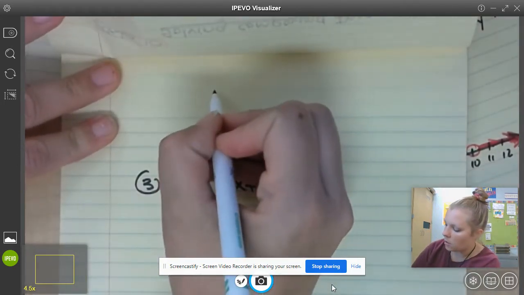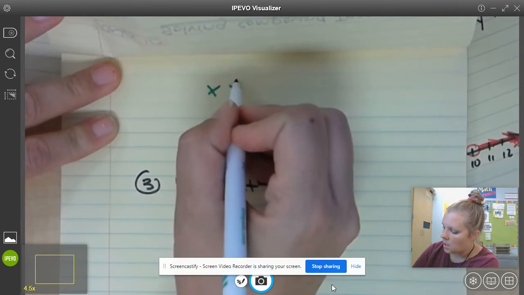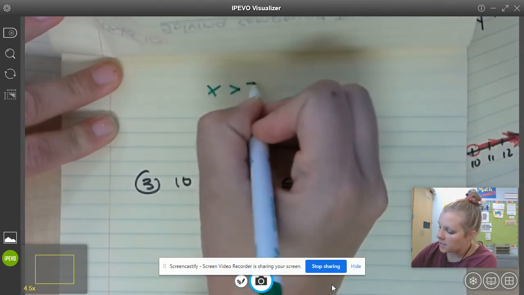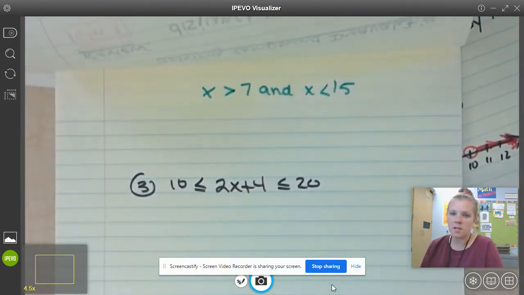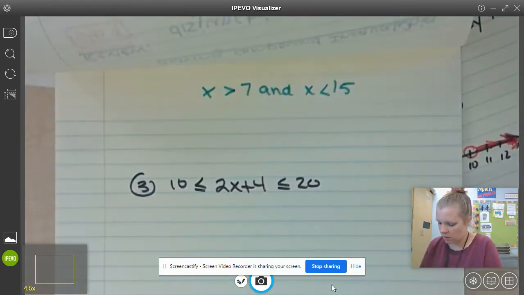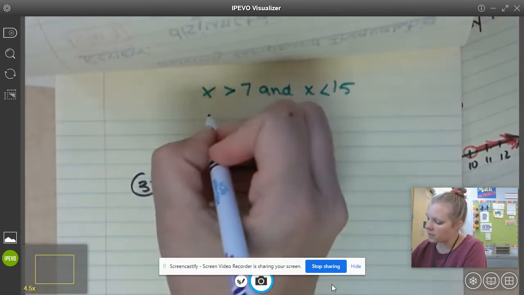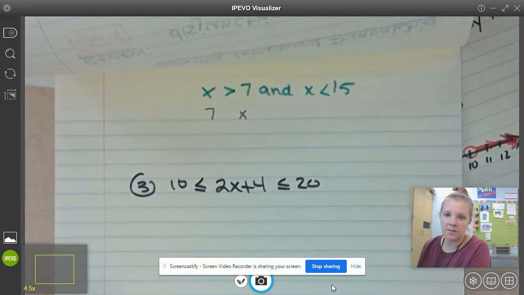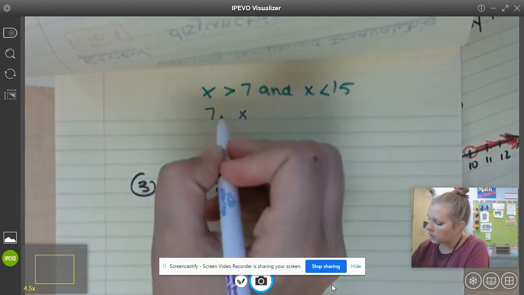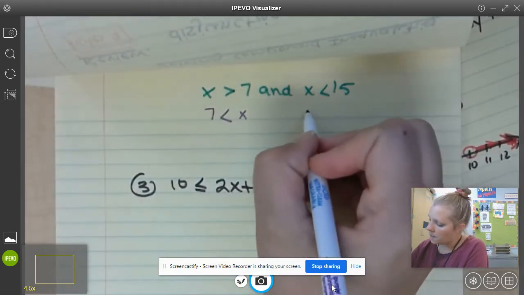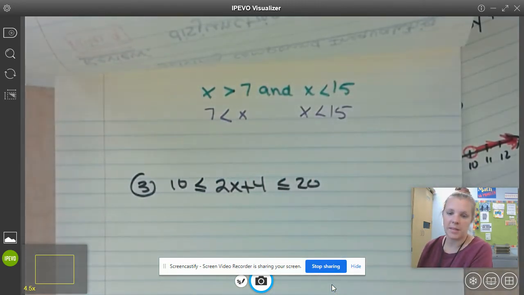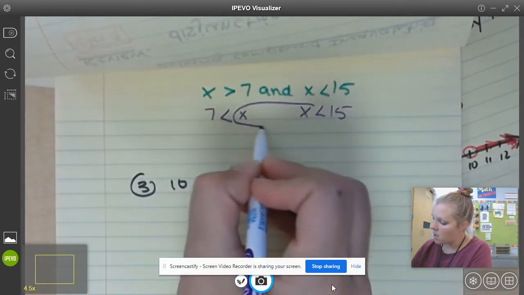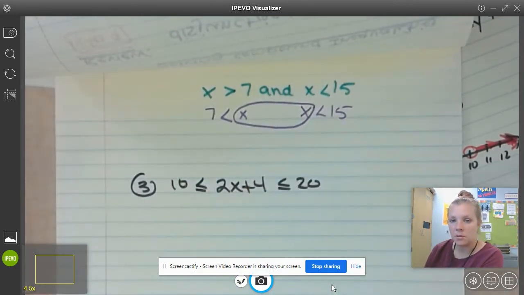If we had this inequality, like x is greater than 7 and x is less than 15, we talked about how you could take this first inequality and flip it around. Instead of writing x is greater than 7, we can flip the spot of the 7 and the x and then flip the inequality sign. And then this other one can be written like this. Just keep it the same.